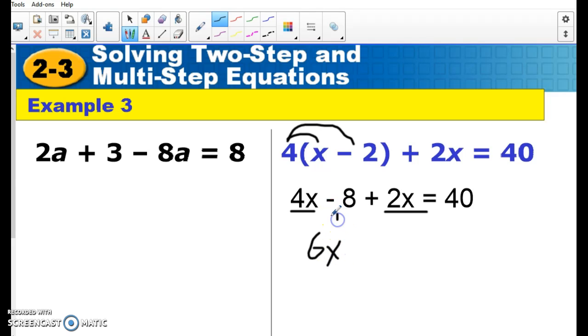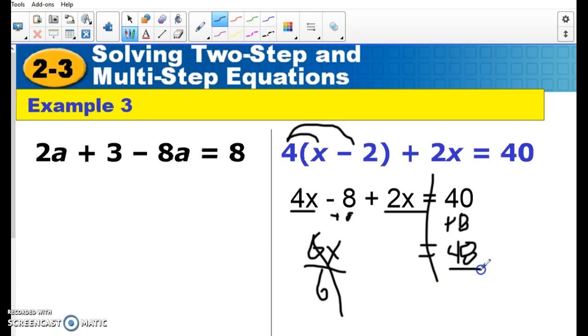I have a minus 8, so I can add 8 to both sides. So add 8 to this side. So I have 40 plus 8, which is going to give me 48. So I have 6x equals 48. Divide both sides by 6, and x is going to be 8.